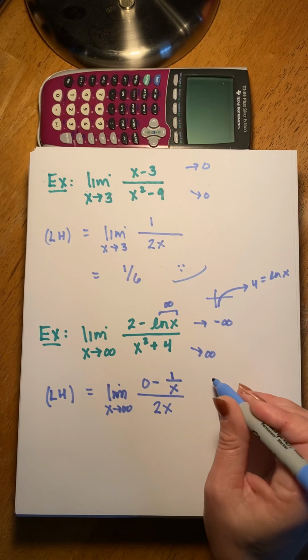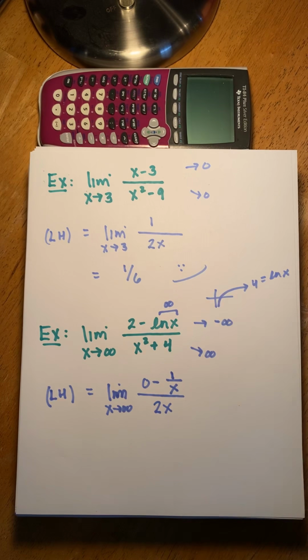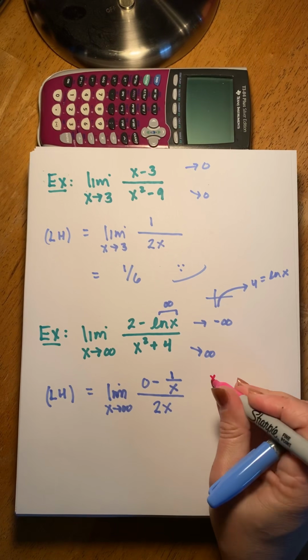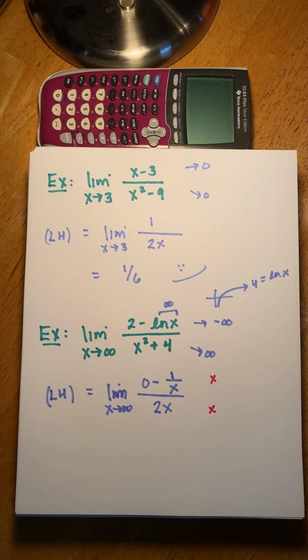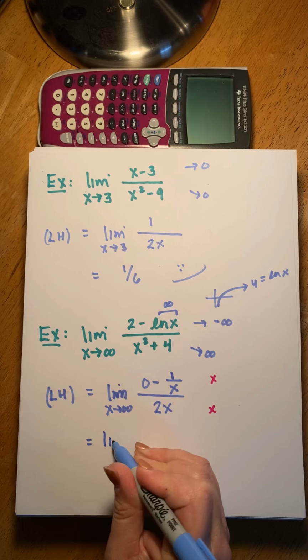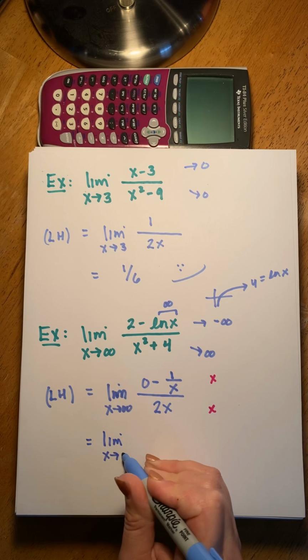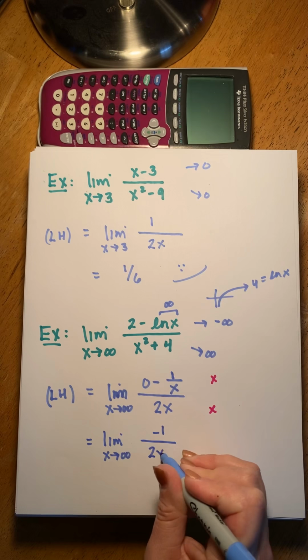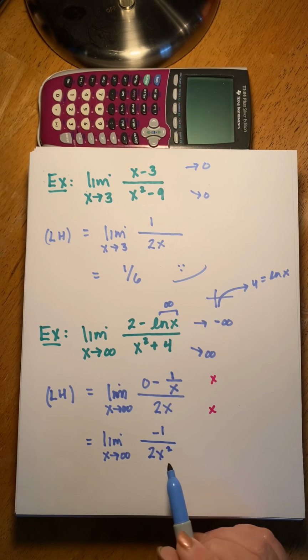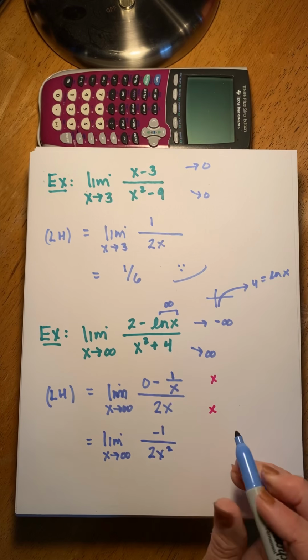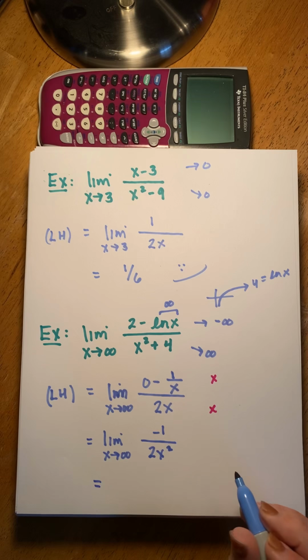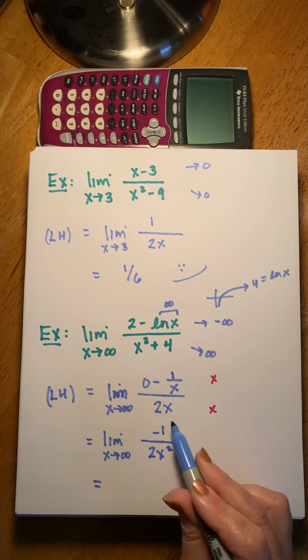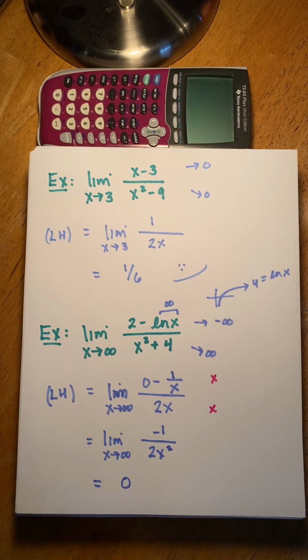So I'm going to multiply the top and the bottom by x to get rid of the fractions. And we're going to get the limit as x goes to infinity of negative 1 over 2x squared. Now, as x goes to infinity, we have a constant over infinity. And if you remember from our sections on limits, as a denominator gets bigger and bigger, the whole fraction gets closer and closer to 0. So we can use our previous methods and conclude that this limit is going to be 0.